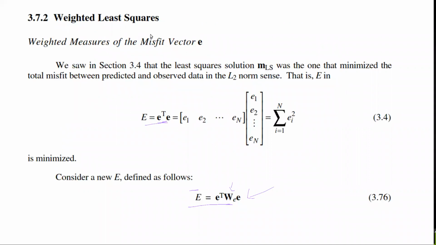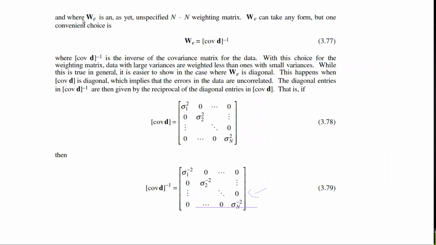So now if our objective function is to minimize this problem, how do we define W? W is an N by N weighting matrix. And we usually take W as the inverse of the covariance matrix of the data. So this is the covariance matrix. What we mean by a covariance matrix is, we define the covariance matrix, I think.